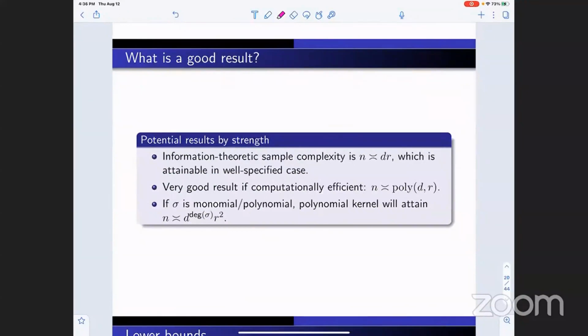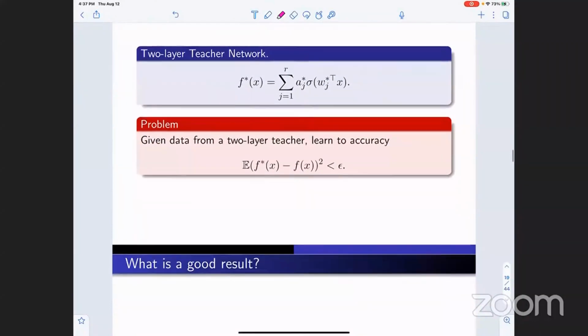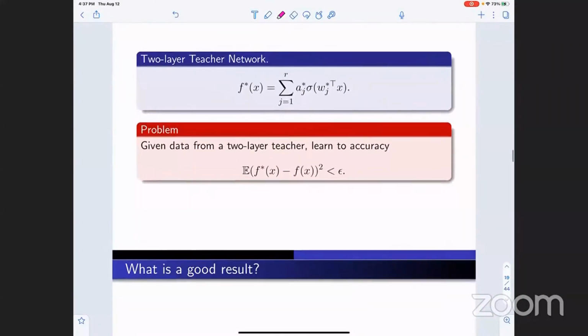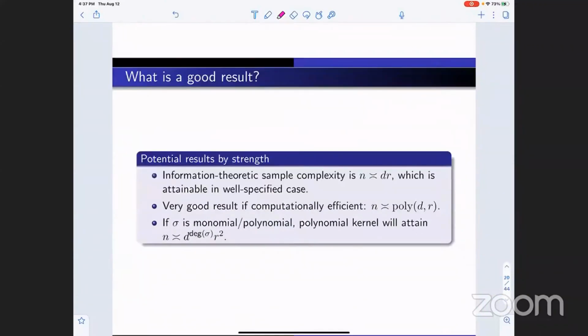So sort of here, the information theoretic sample complexity is n proportional to d r, which you can attain by brute force search. You essentially search over all A's and W's, throw down your epsilon net, compute the loss in the epsilon net, and keep the smallest one. And that will get you something like d r here. Of course, that's exponential time in both d and r. No one's ever going to use this algorithm. It's really only for proof purposes.